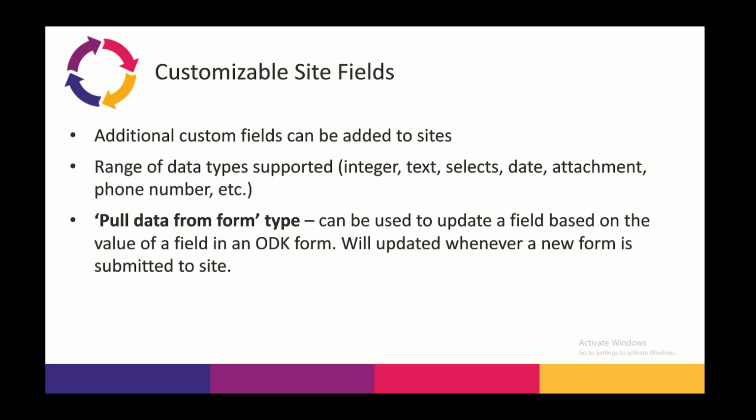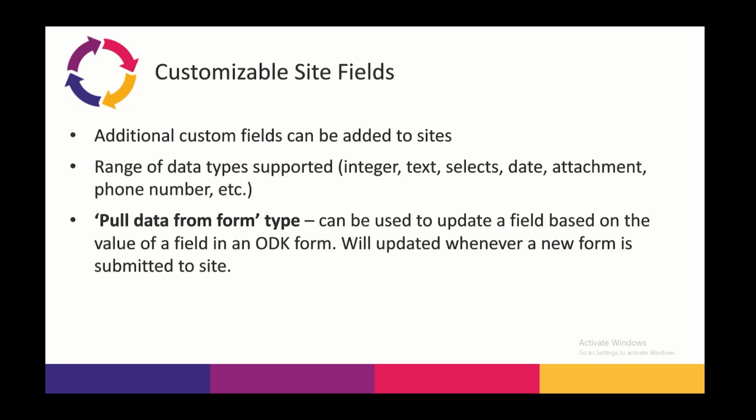One very specific data type I wanted to just quickly focus on is the pull data from form type. So this can be used to update a field based on the value of a field in a KoBo form. So as an example, let's just take the example of capacity. Let's say if you add that as a custom data field with data type integer, that means that when someone's creating a site or editing a site, they can manually input the capacity as a number.